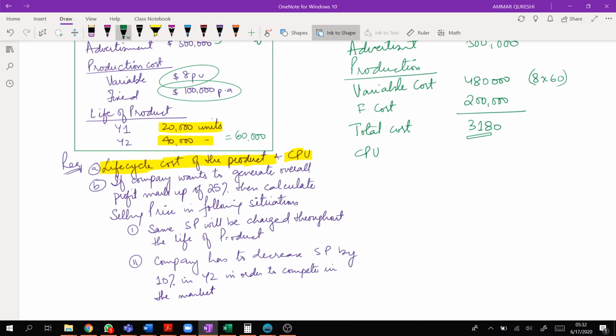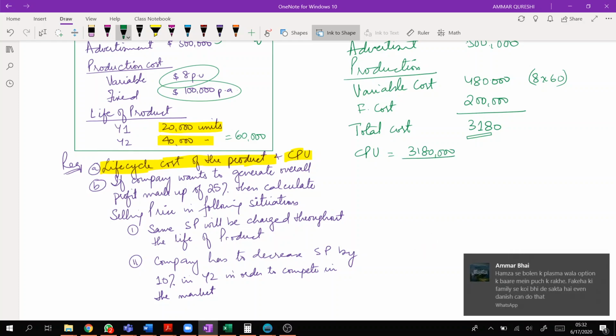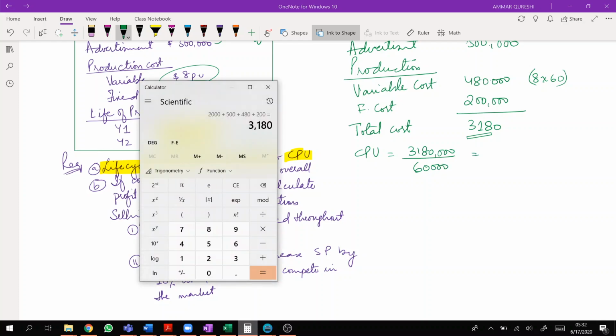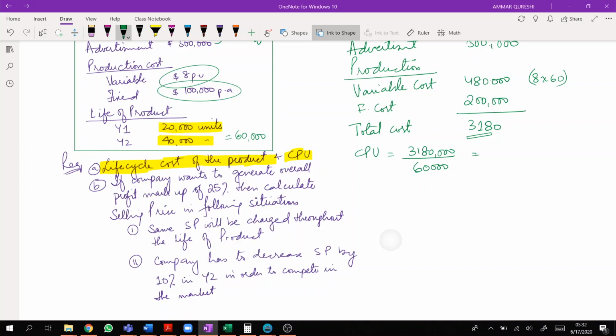And cost per unit will be what? 3,180,000 divided by simply the number of units, right? Divided by the number of units, which is 60,000. So this will be 3180 divided by 60,000. It's going to be 53 per unit, right? So this is the cost per unit of the product, right? Now, that's the end of the first requirement.